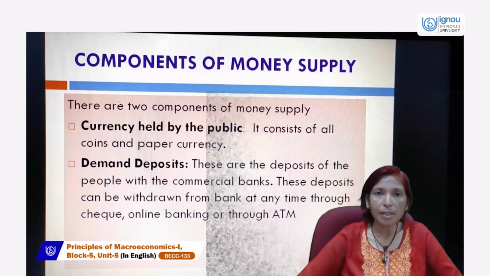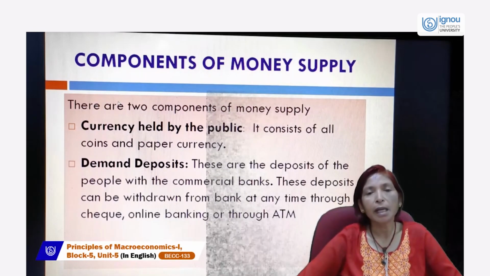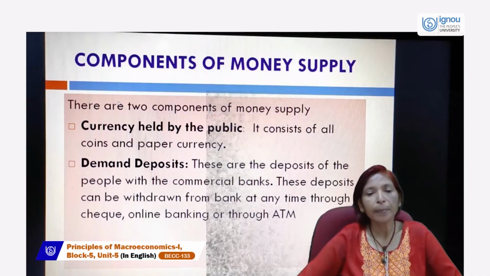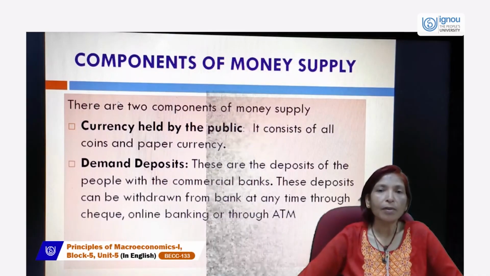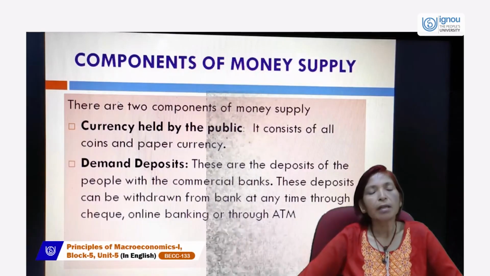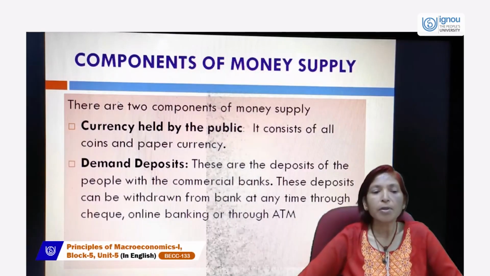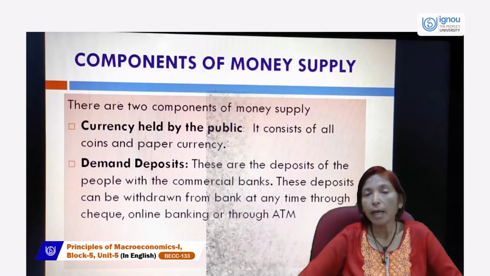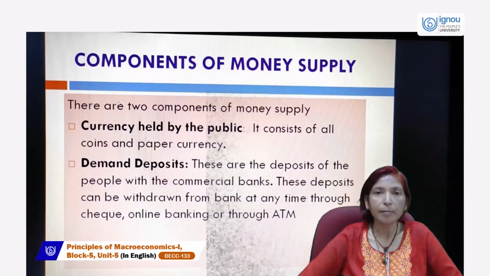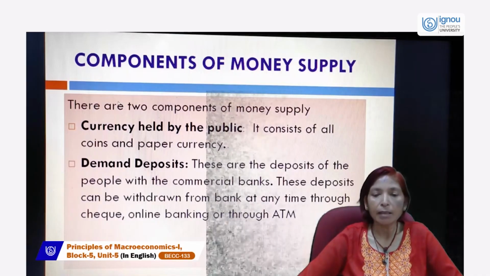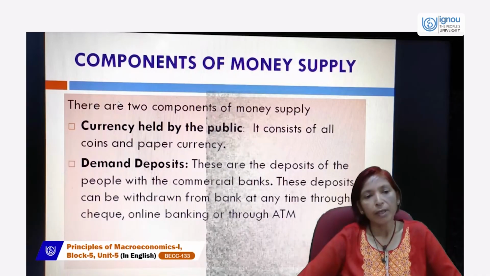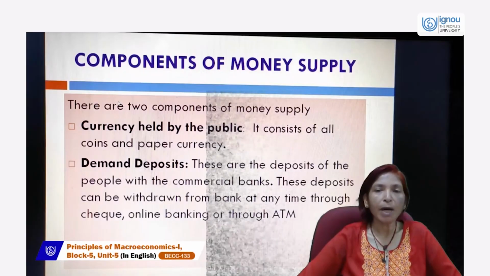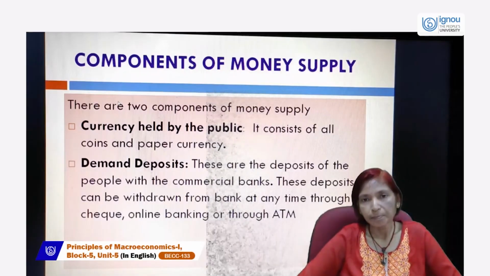Next is demand deposit. Demand deposit is the other component of money supply. These are the deposits of the people with the commercial banks. These deposits can be withdrawn from the bank at any time through checks, online banking, or through ATM. So demand deposit is also part of money supply.